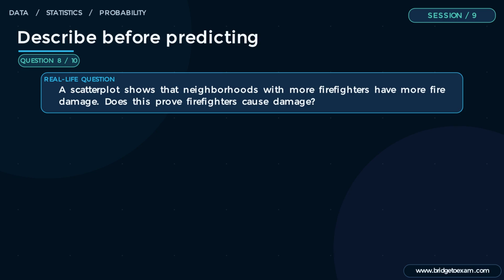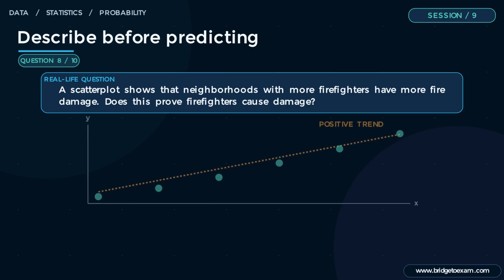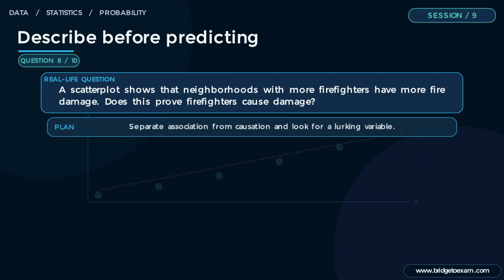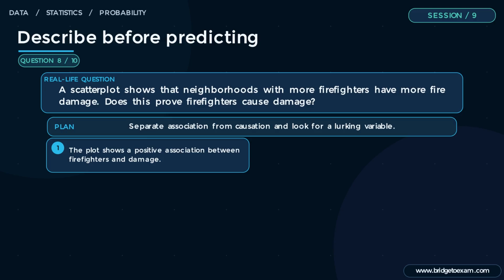Does this prove firefighters cause damage? The scatterplot reveals direction, strength, and any unusual point. Plan. Separate association from causation and look for a lurking variable. Step 1. The plot shows a positive association between firefighters and damage.